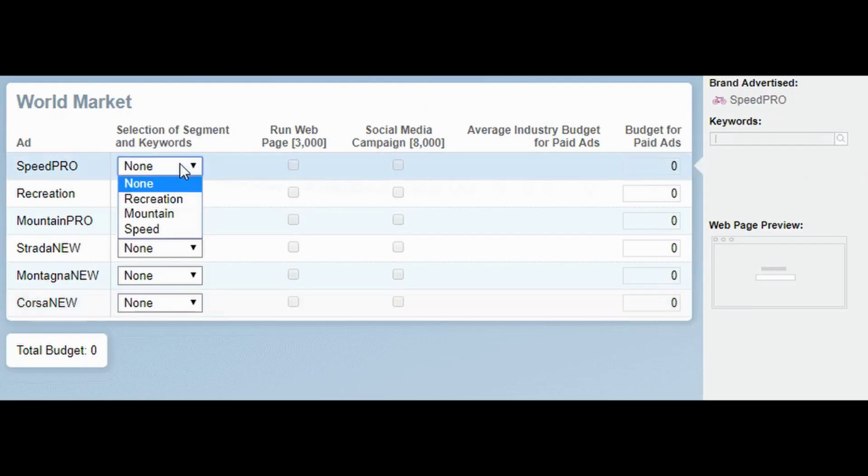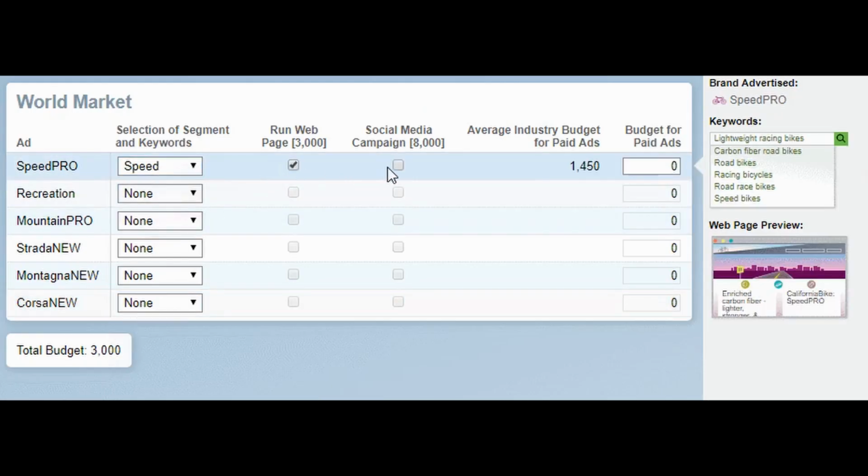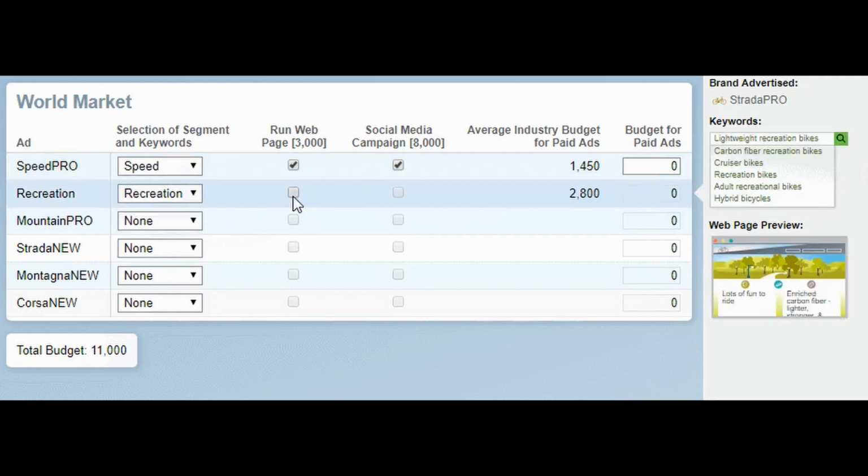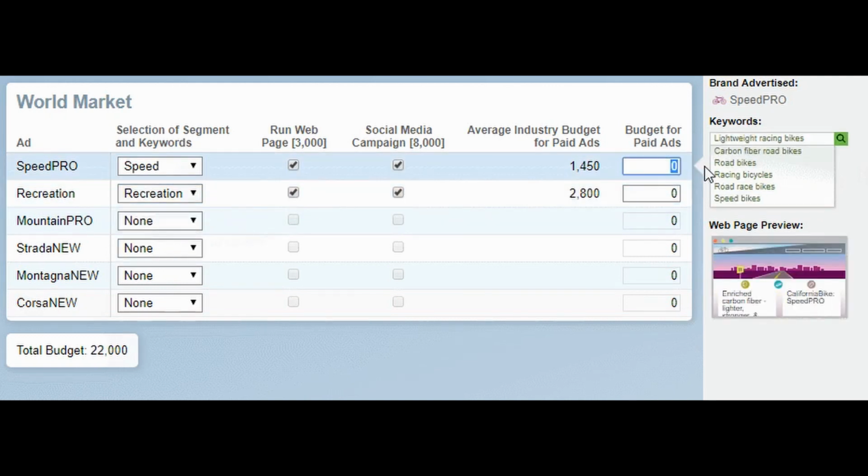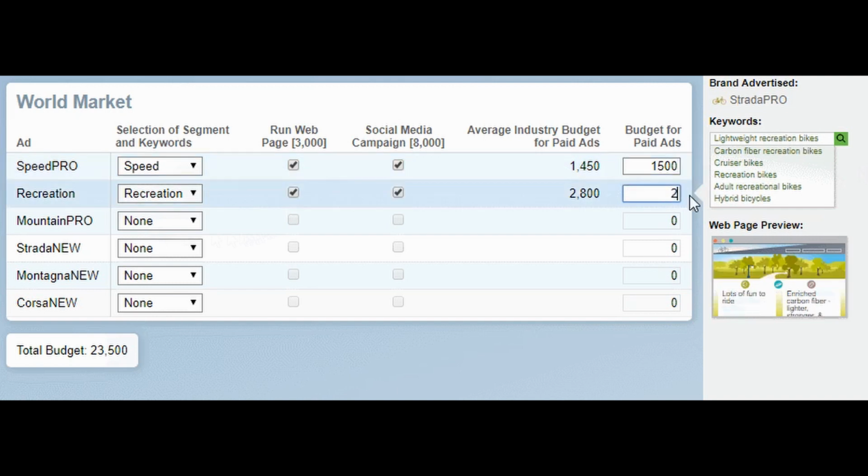You will then decide how to advertise online. This includes selecting keywords and deciding whether to run a web page, social media campaign, or both. You will also select a quarterly budget for your online advertising.